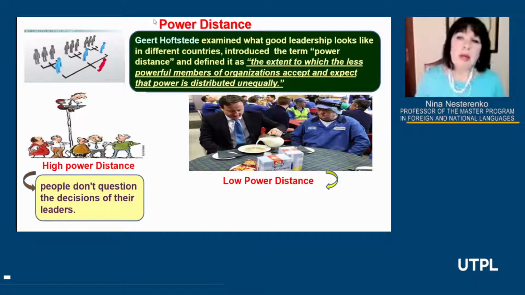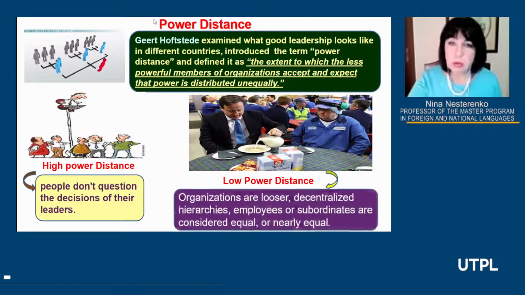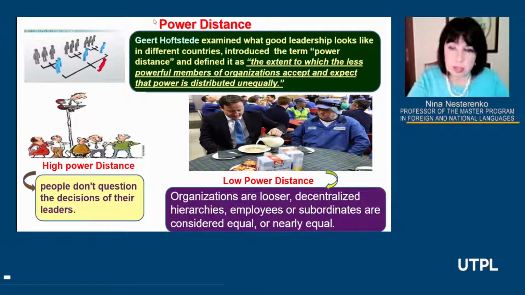So if an employee has an initiative, he or she can go and discuss this for the benefit of the whole enterprise and so on. Yeah, so it's very important, those differences.